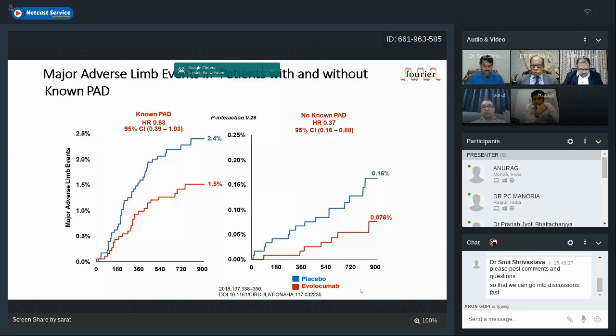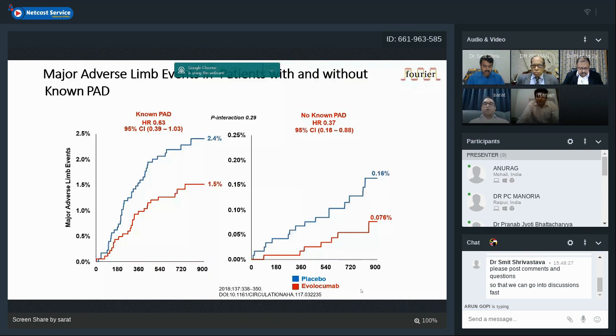So I think today, peripheral artery disease patients are strong candidates for evolocumab therapy or PCSK9 therapy, because they not only reduce in these patients the death, MI, they also reduce the limb events. Limb events means development of gangrene or leading to an amputation.